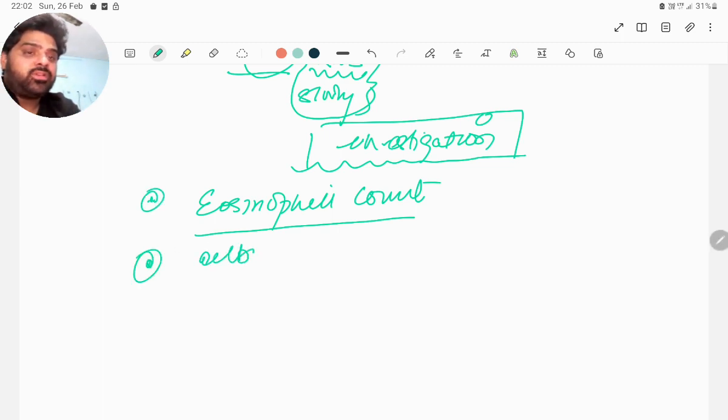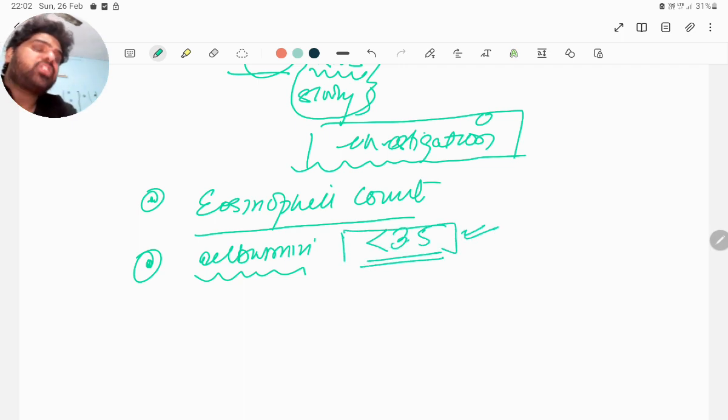Second is albumin. We all know that albumin is an independent risk factor for post-operative complications in any operation, any surgery. In COPD, if the albumin is less than 3.5, then it is an independent risk factor for post-op complications. Therefore, albumin should be made 3.5 or more in cases of surgery to prevent post-operative complications.